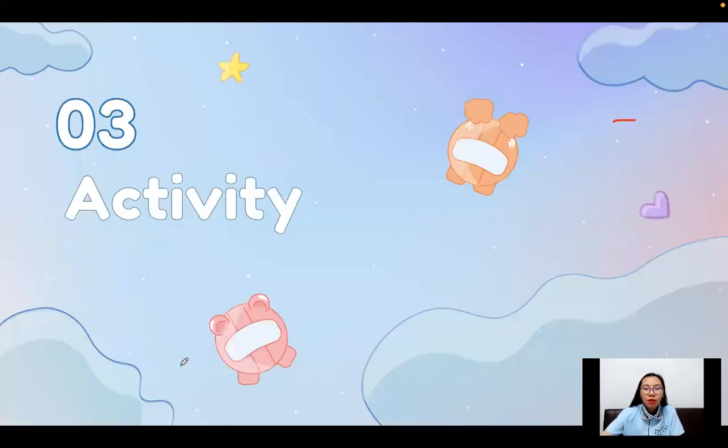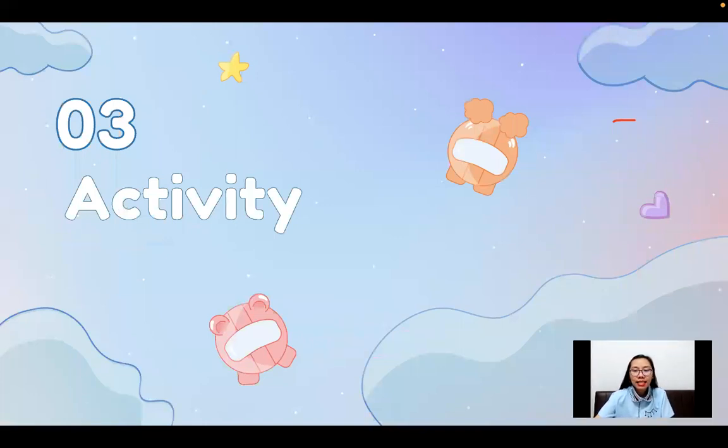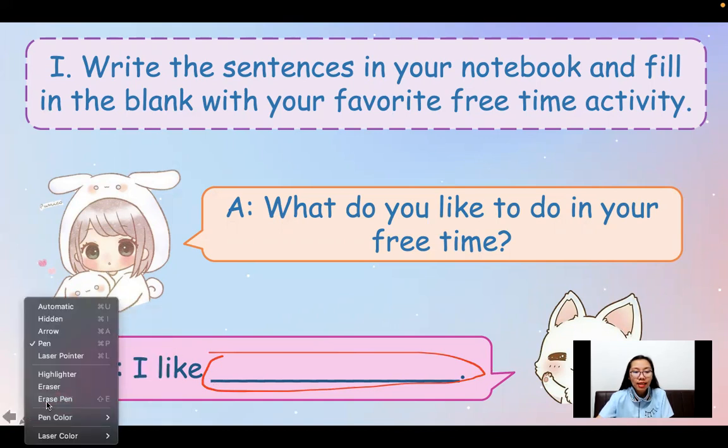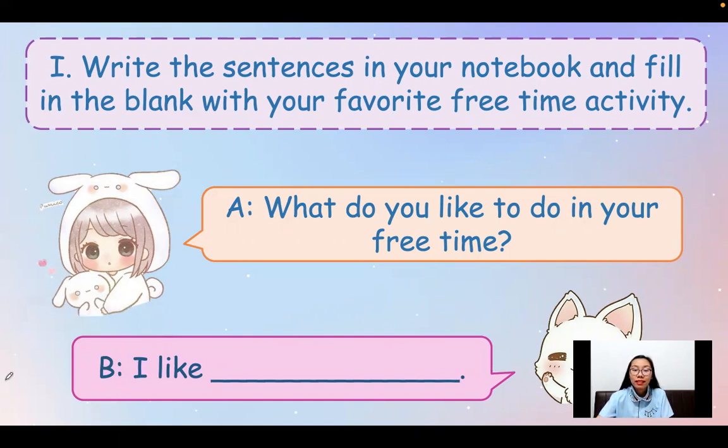So as for our activity for today, I need you to write the sentences in your notebook and fill in the blank with your favorite free time activity. For example, Teacher Shai, what do you like to do in your free time? I like reading a book. Anything is up to you, but don't forget to add the ing on the first verb.